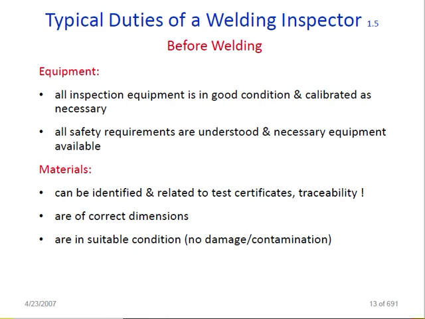Materials: can they be identified and related to a test certificate and traceability? Are they of correct dimension and in suitable condition? So how do we know this material is correct? It can be identified by the heat number. We can trace the heat number through the material test certificate, check what material grade is there, and that grade should match the WPS. So there is traceability. That is called can be identified and related to test certificate, traceability.